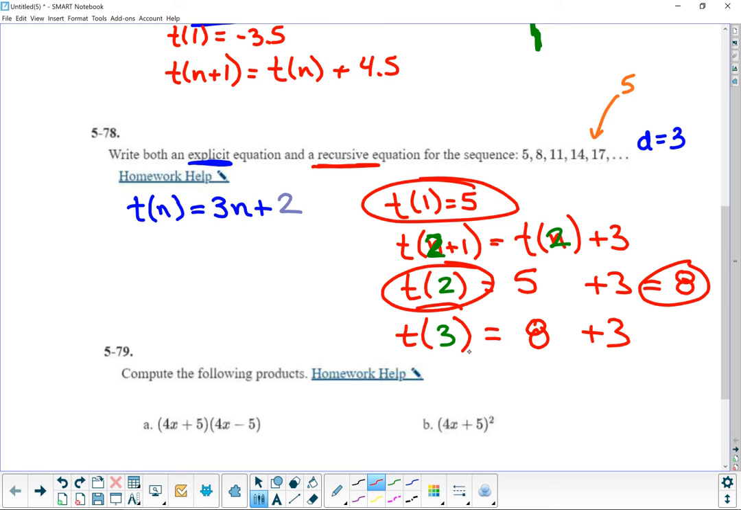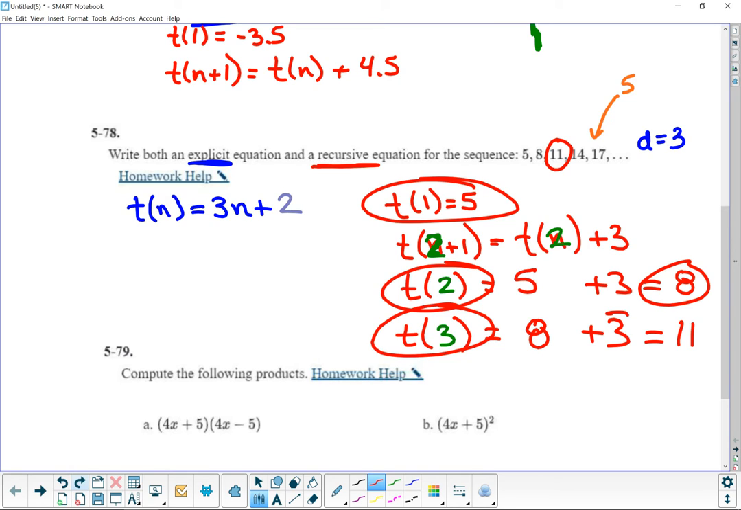All right, so now we know what T of 3 is, which is 11. And you see how the third one matches. So in order to get the fifth one, we've got to keep going on and on and on. Okay, so recursive doesn't actually show you any term you want.